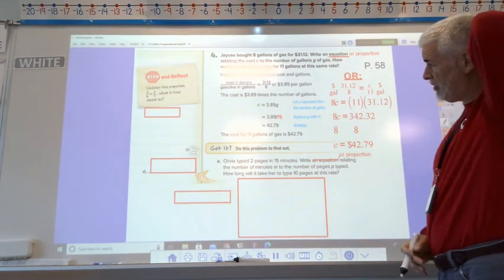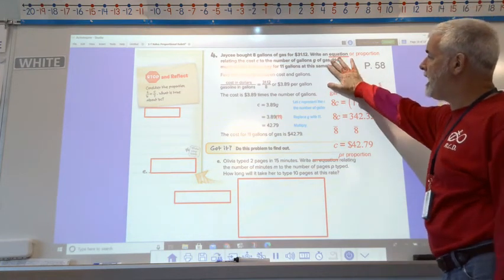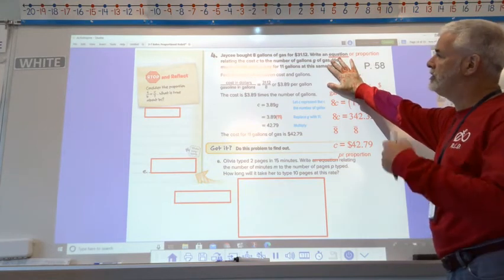Okay, and then this is a similar problem. JC bought 8 gallons of gas for $31.12. So figure out how you're going to get 11 gallons of gas at the same rate. So they go through this writing the equation. We're going to do this later on, so I'm not really too keen on covering this part right now. So you could just do this as a proportion.